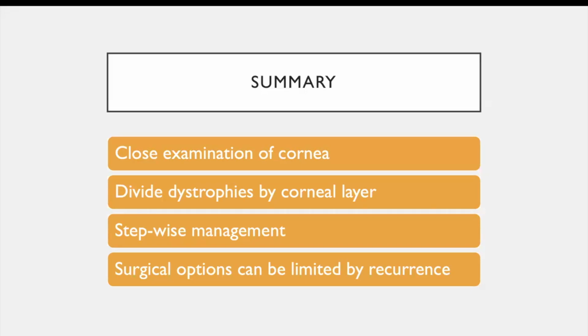Usually, these patients are not necessarily asymptomatic. For the more anterior dystrophies, you're looking at things like erosions, maybe glare, and then for the posterior dystrophies, which tend to be a bit more visually significant, they'll usually complain of blurring. And you go up the ladder, you start with lubrication. You try to keep the cornea nice and clear, and then later down the line, you start to think about grafting. But the important thing to consider about grafting is the recurrence rates, and that's where they can be limited.